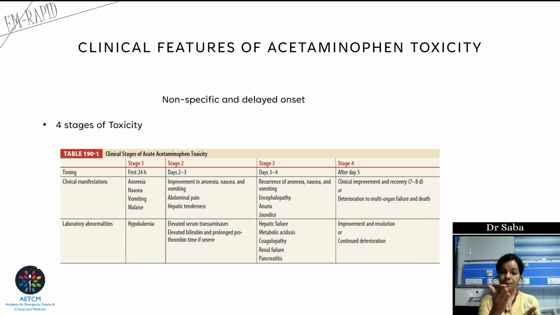Then this is followed by stage 3, that is between 3rd and 4th day, where patient will worsen. Patient will end up with hepatic failure. You will have recurrence of the symptoms that we first observed in stage 1. And then this stage will be followed by stage 4, that is after day 5, where patient can either improve or can deteriorate and die.